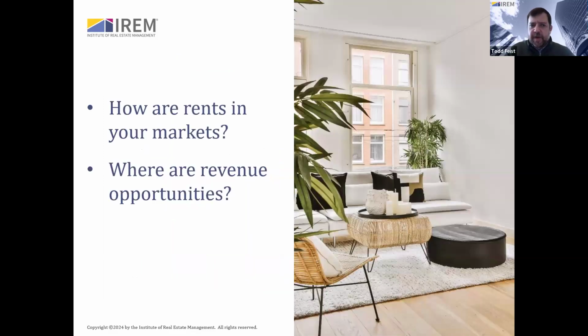Now let's move to revenue. And we'll start with you. How are rents in your markets? And where are the revenue opportunities? Yeah, so I think the one thing to keep in mind is each product type is going through their own product cycle, right? What's happening in multifamily is not what's happening in office or industrial.